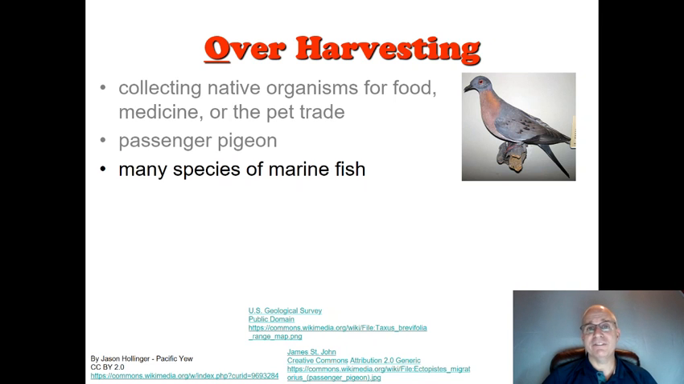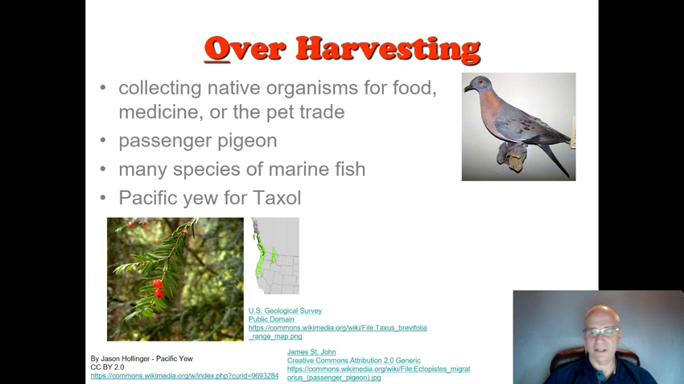Many species of marine fish are used for the pet trade. So, clownfish, for instance, after the popularity of Finding Nemo, people will go and collect clownfish and other fishes and corals and other organisms, and you've got to be careful with that. An interesting story is a plant called the Pacific yew. So a yew tree is another gymnosperm. You can see here are its needles, but it produces these rather interesting fruits.